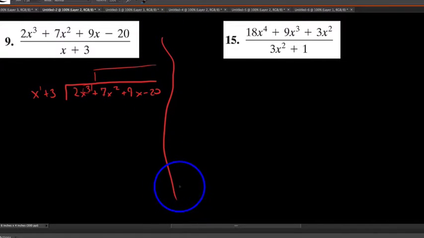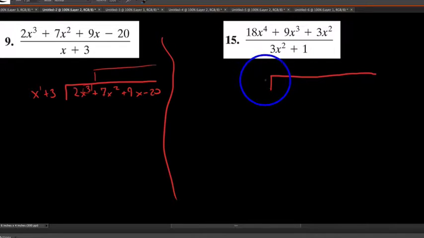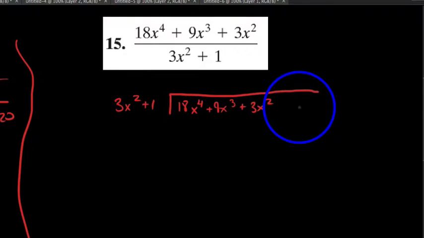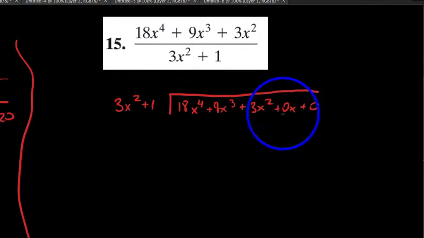Now, I will take a look at number 15 for a couple of reasons. One, to continue the conversation we were just having, and two, because we actually have a quadratic divisor, second degree, and we're dividing 18x to the fourth plus 9x cubed plus 3x squared. The only problem with this is that I tend to have a lot of people forget that you need to put in these zeros for place value.